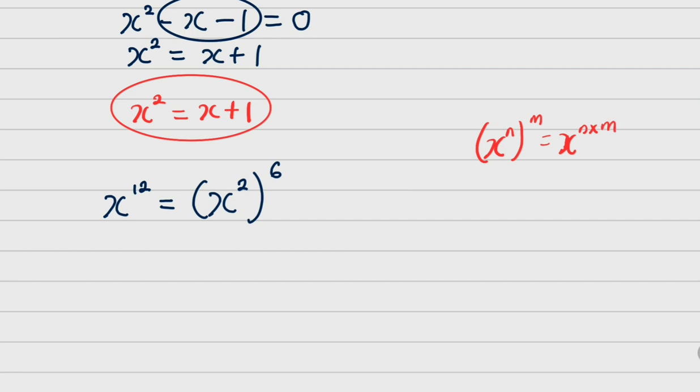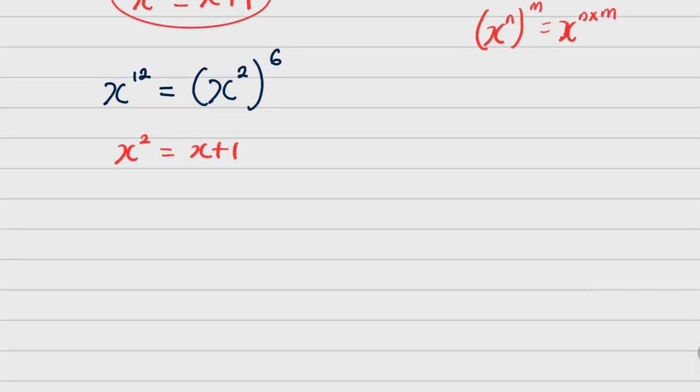Now again, recall that x squared is equal to x plus 1. Just look at it right above us. So instead of having (x raised to power 2) all raised to power 6, I'm going to have (x plus 1) all raised to power 6.